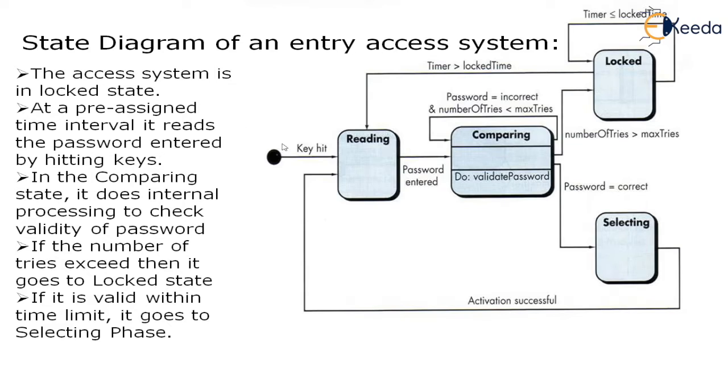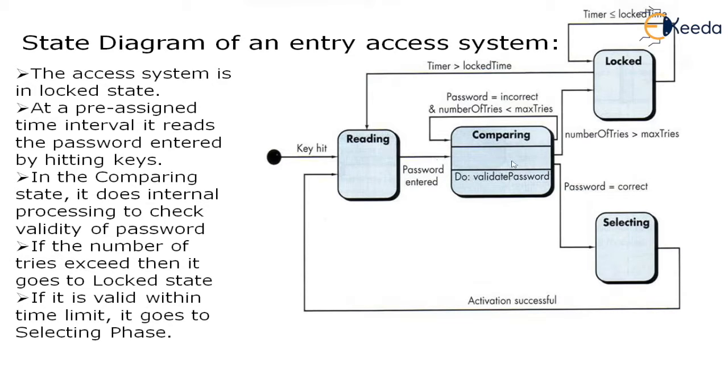And when the key is hit, what will happen? At a pre-assigned time interval, it will read the password entered by hitting the keys. So this system will always keep reading whether somebody has hit some key, and that will happen only when the timer is greater than the locked time. So there is a threshold lock time. If it is within it, it will continue to be here. So at certain intervals, it will go and keep reading. When it reads something, that will be the password that somebody has entered.